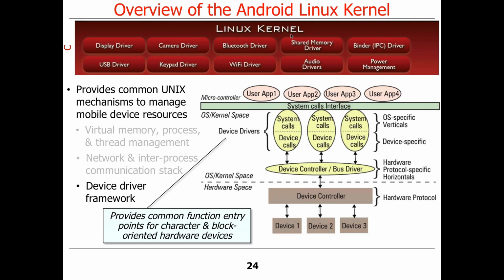This thing called a device driver framework gives ways of accessing those, either a character at a time or a chunk of bytes at a time. A chunk of bytes at a time would be things like flash memory or various other kinds of solid state drives. Character devices would be things like network interfaces. You have to read a character at a time.